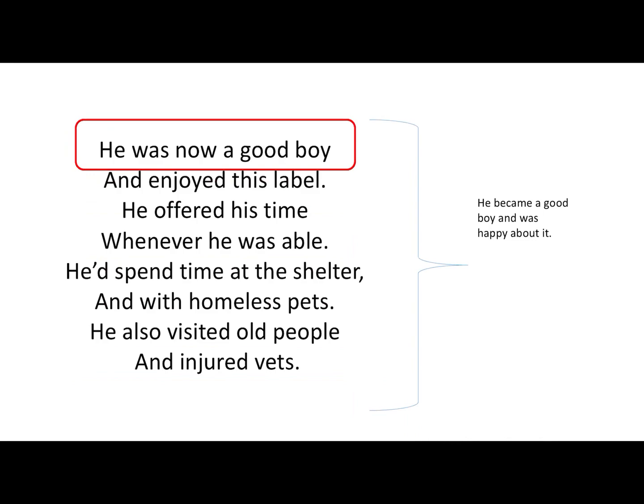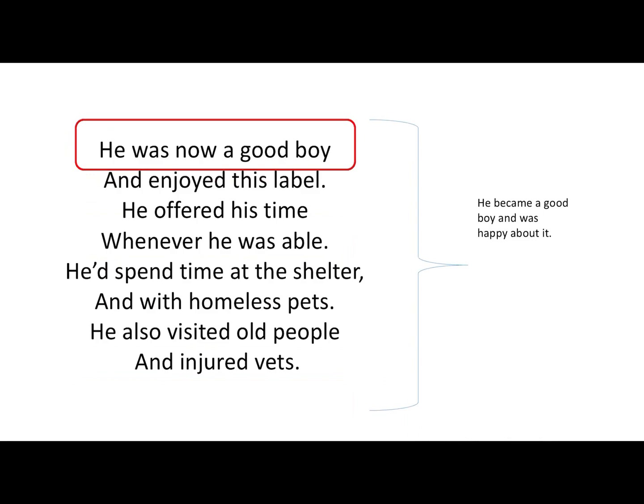So I circled here that he was now a good boy because in the first stanza, I circled that he was a bad boy. Well, in this last stanza, it says he was now a good boy. So that shows me character change, and we know that that has something to do with the theme. He became a good boy, and he was happy about it. It said, and he enjoyed this label.